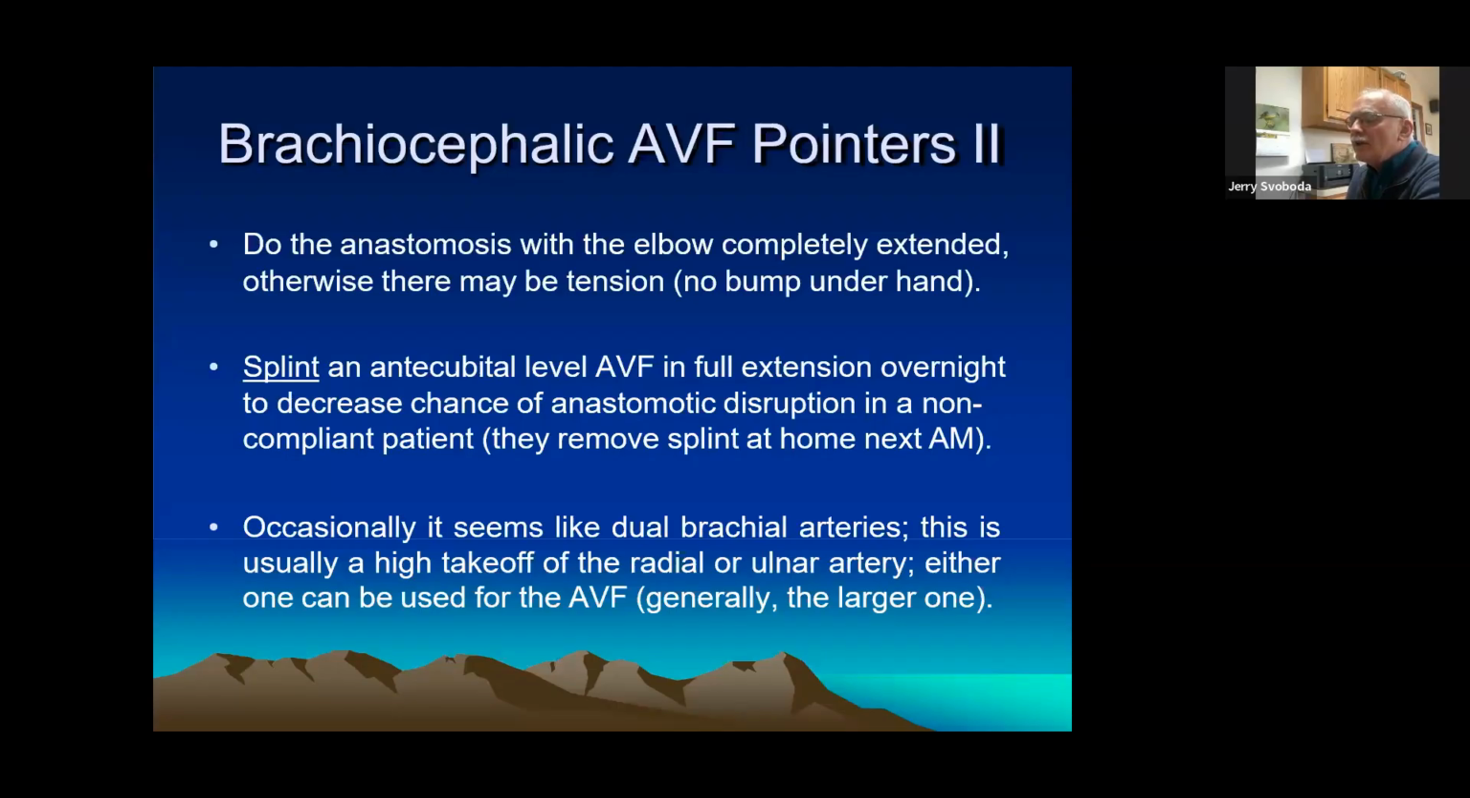Occasionally, during your dissection, you could see what looks like dual brachial arteries. This is usually due to a high takeoff of the radial or ulnar artery. As you know, that bifurcation usually happens about 3 centimeters distal to the antecubital crease, but it can happen proximal to the antecubital crease. In some individuals, that's not uncommon. And generally, you use the larger one of the two for the anastomosis.